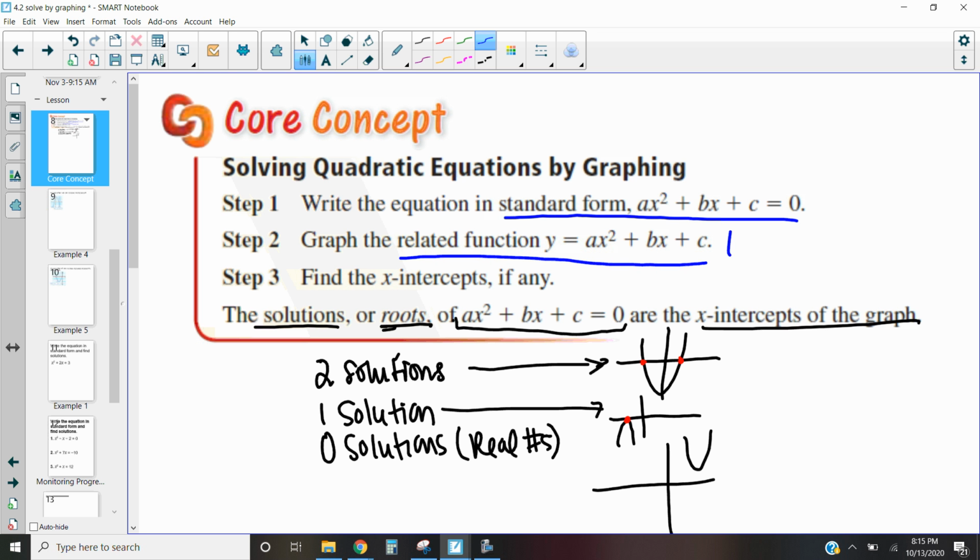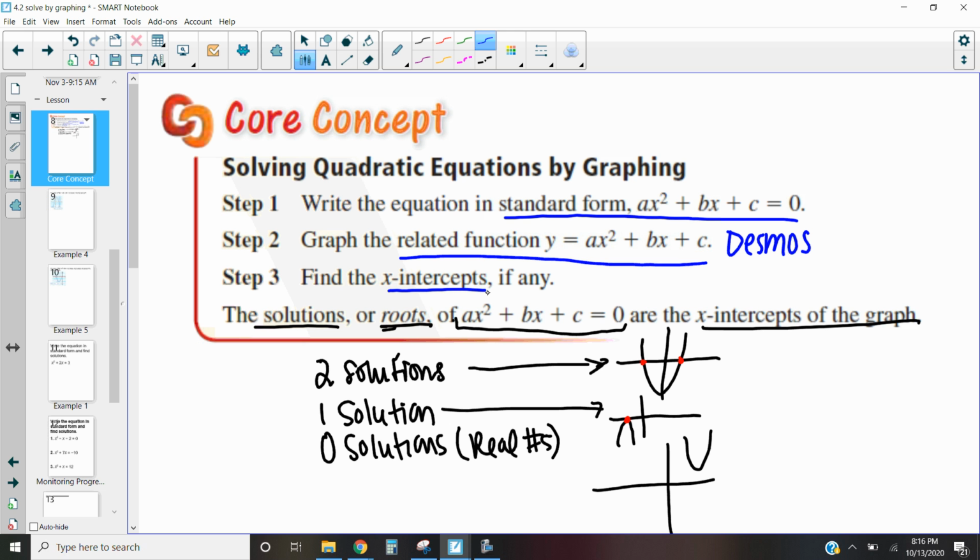Now, when we graph this in our class, we are going to be using Desmos to graph it, as well as in this video. You can use a graphing calculator. You can use another online graphing application. I personally like Desmos, so that's the way we're going to do it in our class. Then the last thing is we are going to find the x-intercepts. That's what I like about Desmos, is they actually tell you where those x-intercepts are.